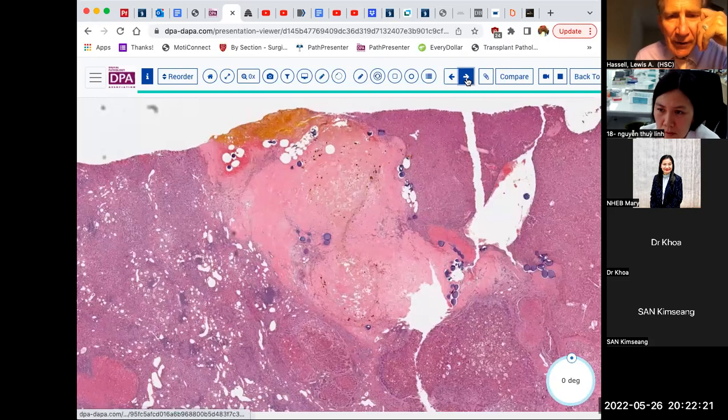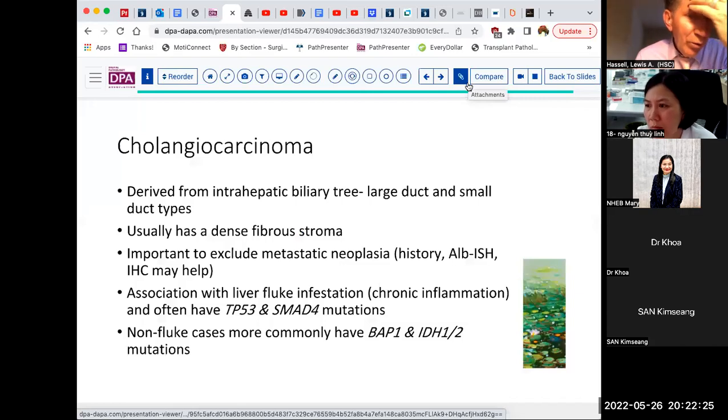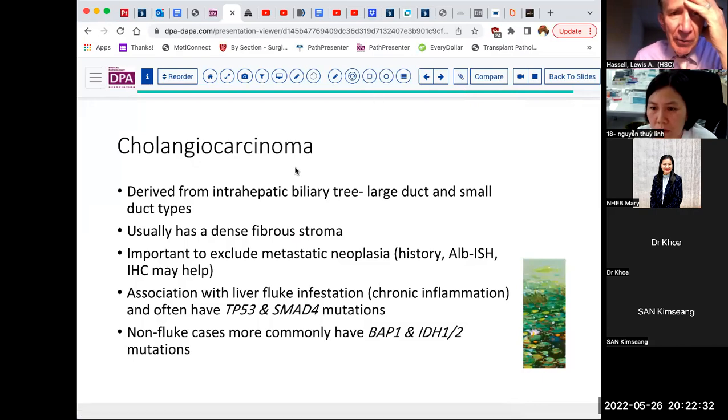Okay, so that's combined hepatocellular cholangiocarcinoma. We'll go on now to cholangiocarcinoma, which of course is derived from the intrahepatic biliary tree when we're speaking in the liver. Of course, there are cholangiocarcinomas that occur in the extrahepatic ducts. We're not focusing on those this evening.